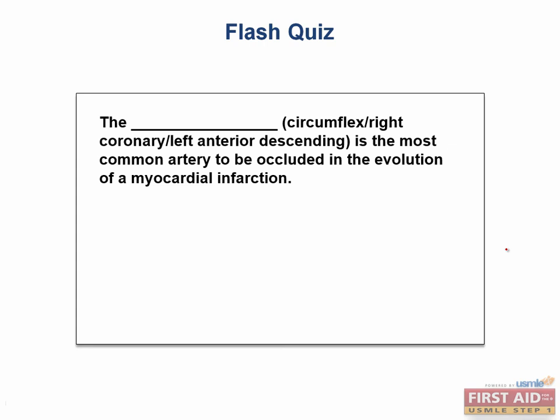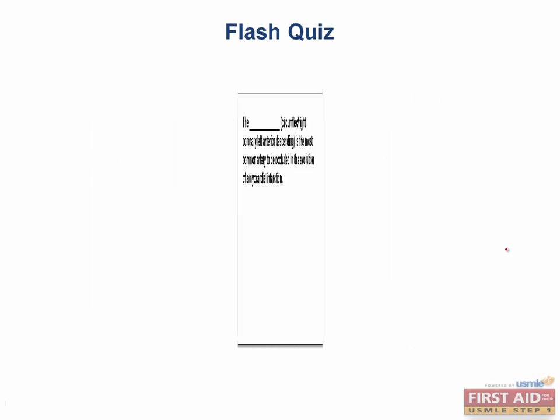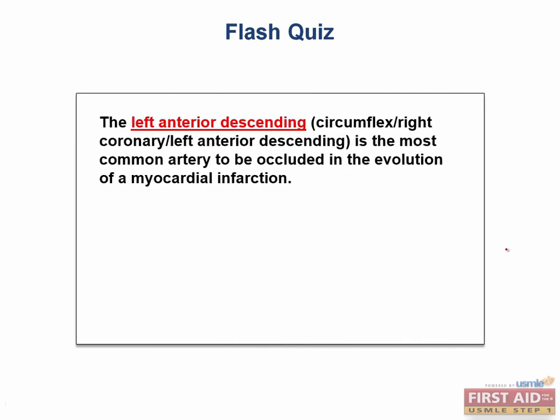Alright guys, quick flash quiz upon us. The blank circumflex, right coronary artery, left anterior descending is the most common artery to be occluded in the evolution of myocardial infarction. The answer is the left anterior descending. I remember the answer because the left anterior descending is the artery that must cover the most myocardium. Therefore, it's the most often involved.